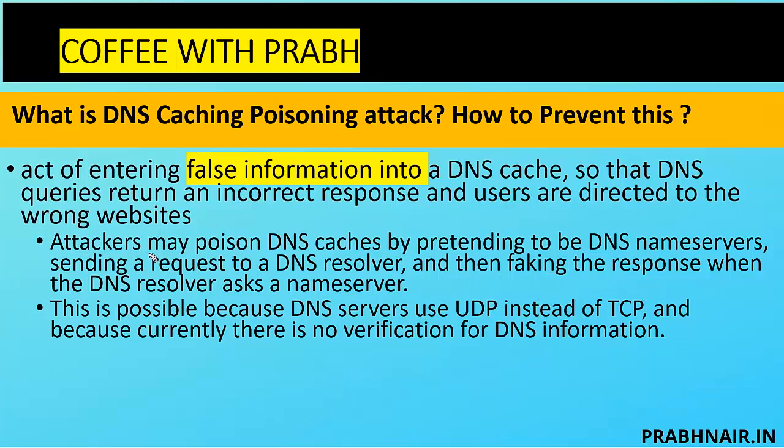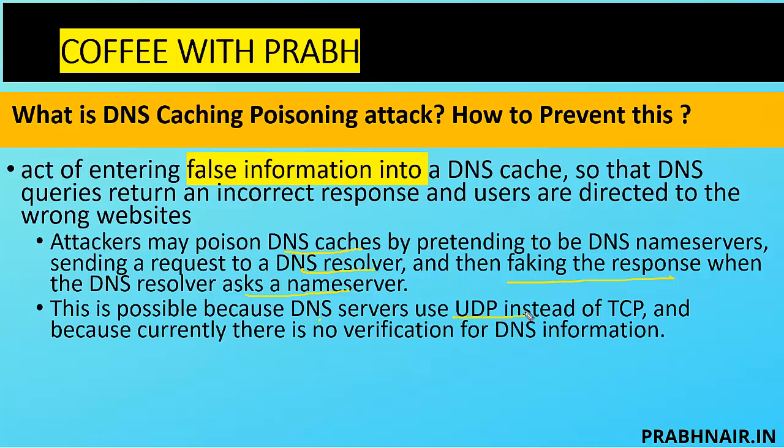And it is the same thing mentioned here. An attacker may poison the DNS cache by pretending to be the DNS name server, sending a request to the DNS resolver, and then faking the response when the DNS server asks for the name server. And this is possible because DNS uses UDP. This is another interview question.